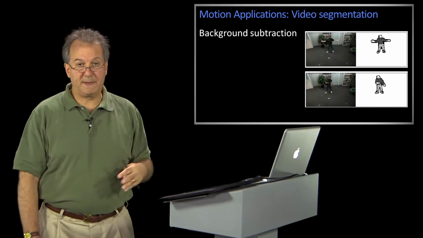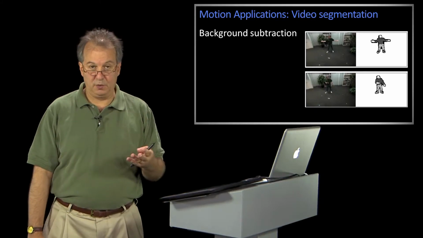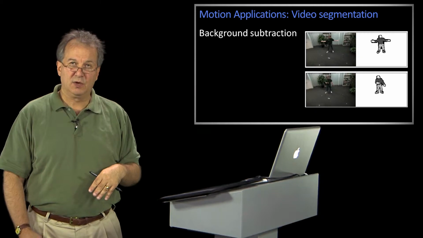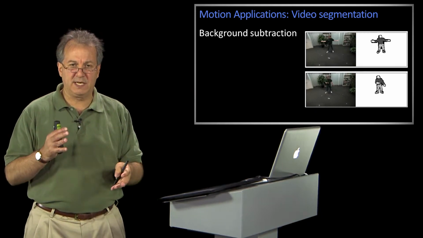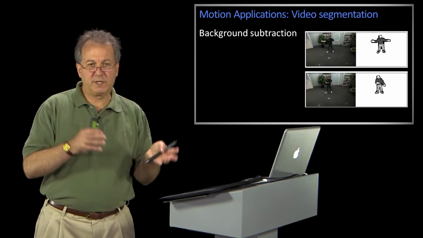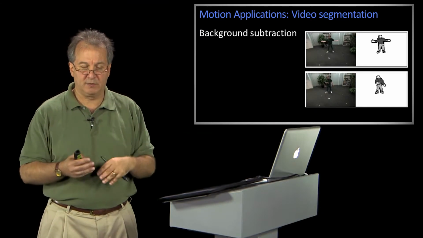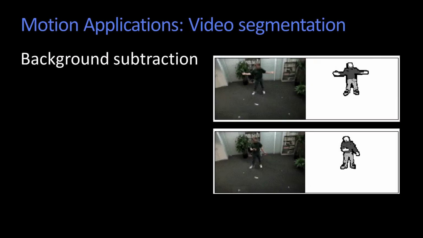Let's talk a little bit about the processing of video and some of the applications, or not just applications, but the general computations that we would want to do. And then we can talk about how motion processing can be used to do that. So a simple one is background subtraction.